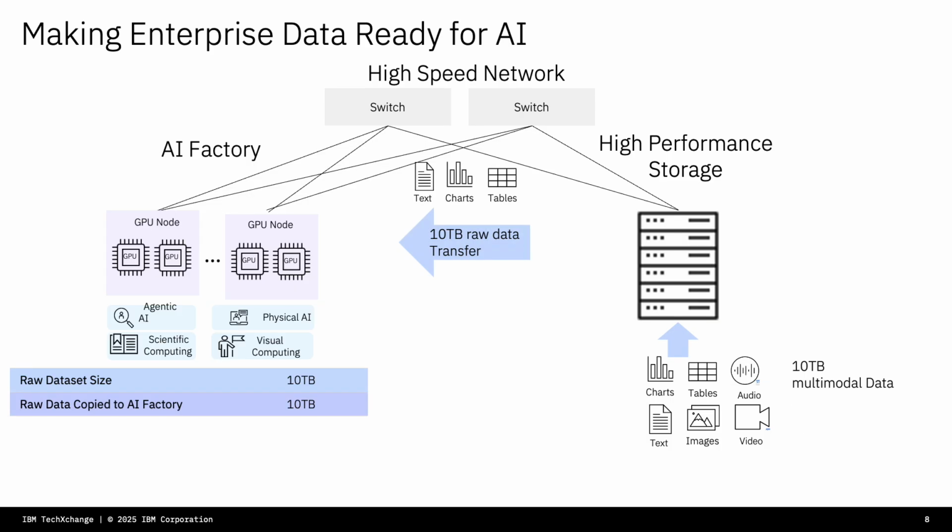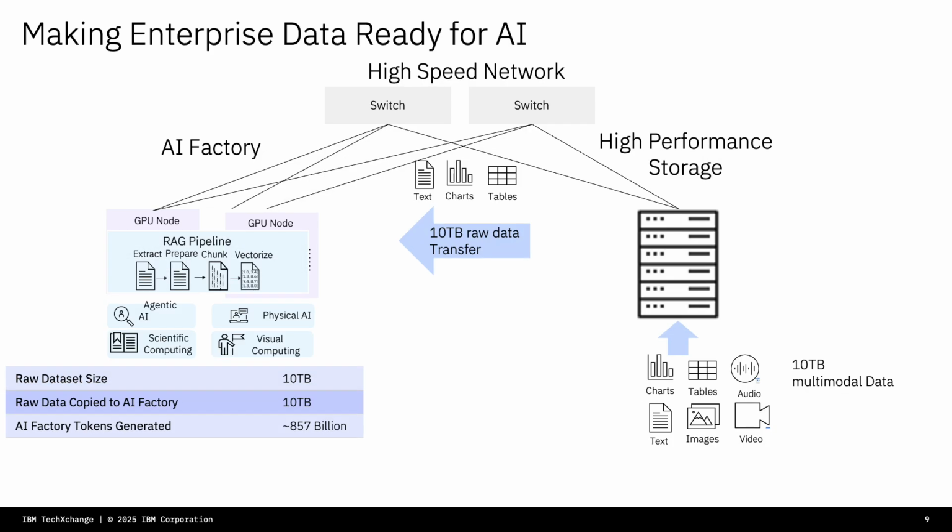The first thing that I have to do is take this 10 terabytes and copy it over the network to my AI factory. After I do that, I have to pass it through a RAG ingest pipeline. And this RAG ingest pipeline running on the AI factory is going to be responsible for preparing this data for use with your agentic AI applications. And this process is going to generate over 857 billion tokens from the AI factory. And that's a tremendous amount of overhead that puts a burden on it.